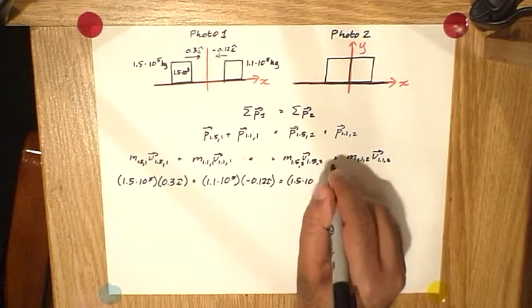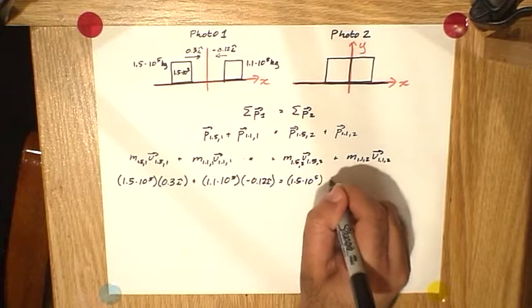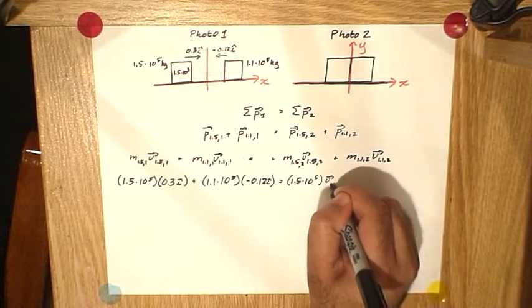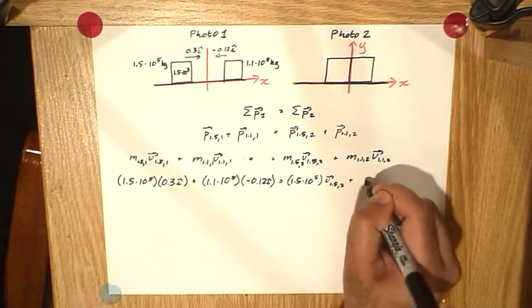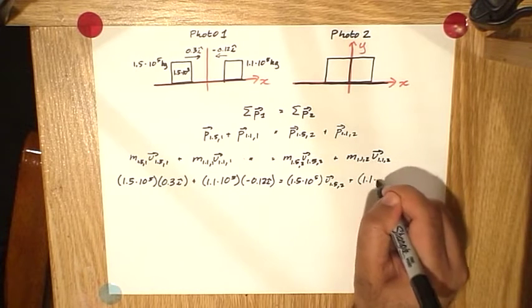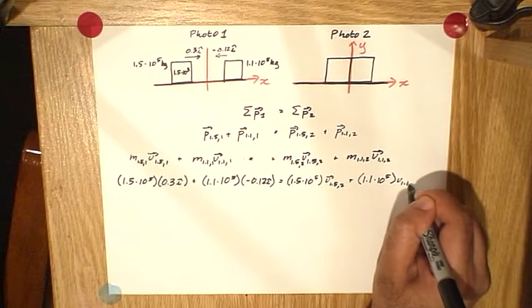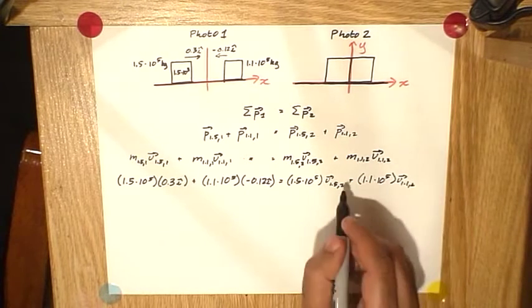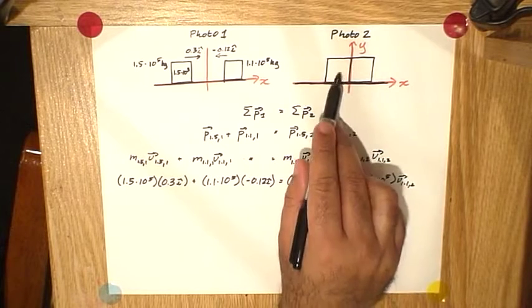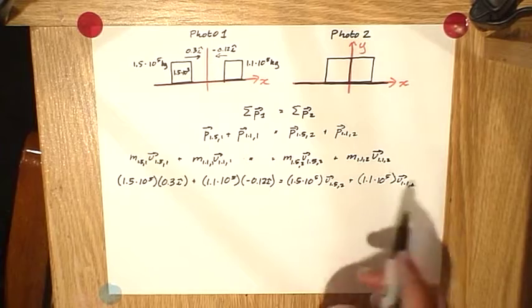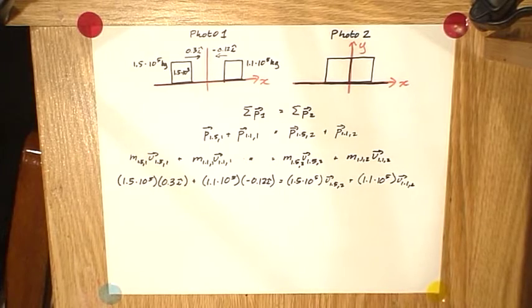1.5 times 10 to the power of 5 times an unknown final velocity plus 1.1 times 10 to the power of 5 times its unknown final velocity. However, we do know that these two velocities are the same because these two train cars have hooked together. Let us start simplifying this.